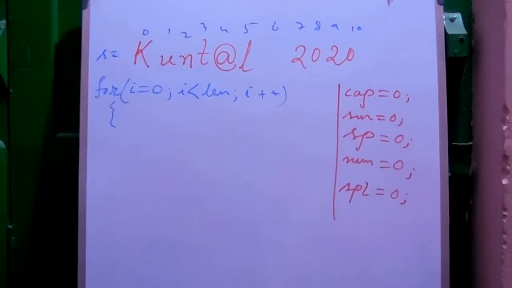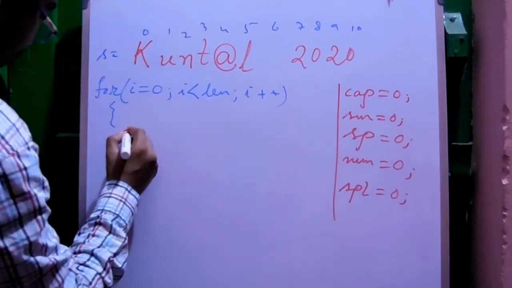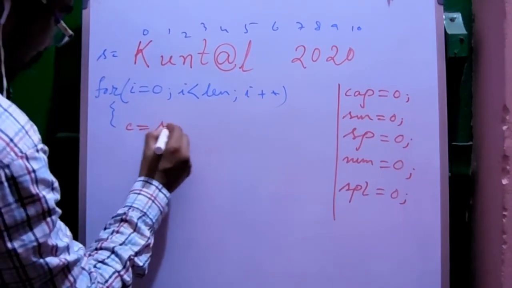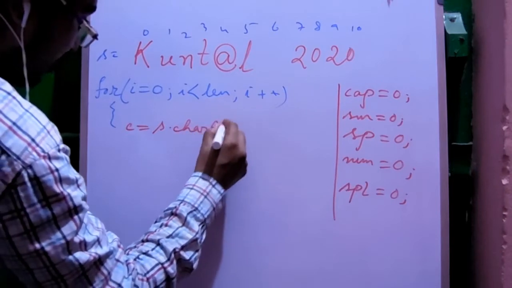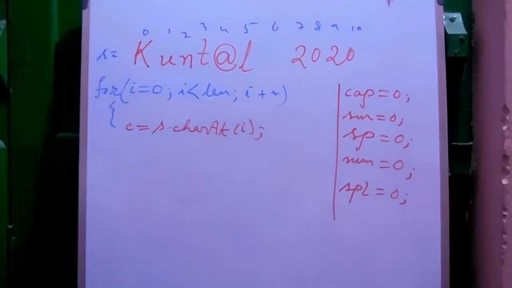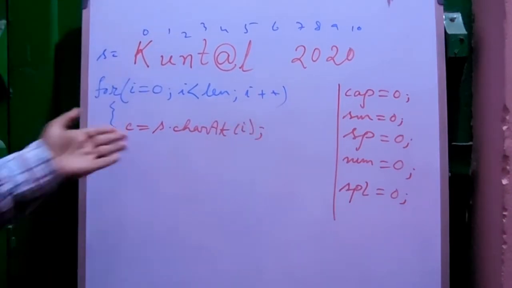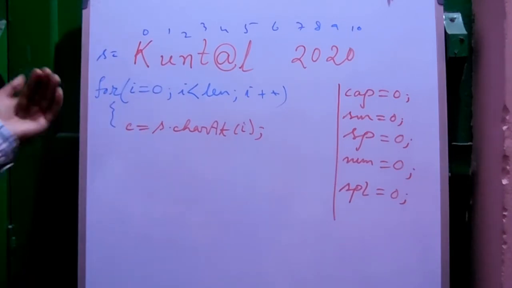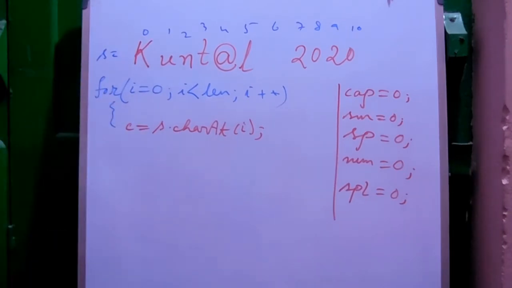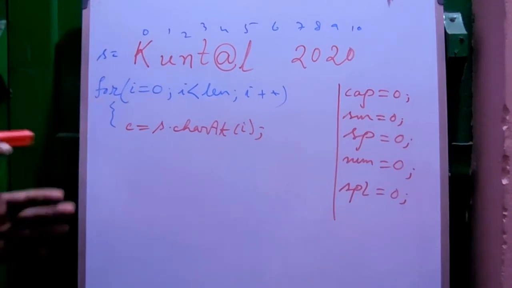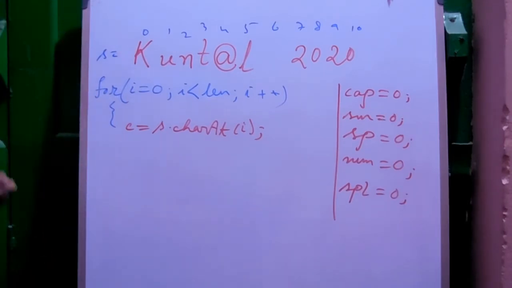Now within the body of the loop, what we will do, first we will extract. How to extract? C equal to S.charAt(I). So from the I position we have extracted one character. After extraction, we will check whether this extracted one is falling in a particular range. Instead of checking equality, we will check whether it is falling into the particular range or not.